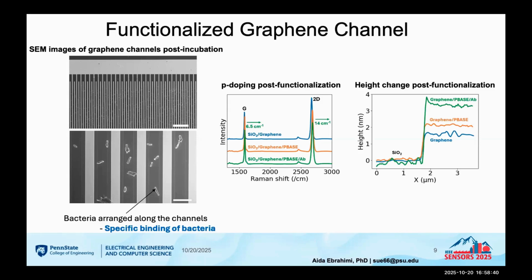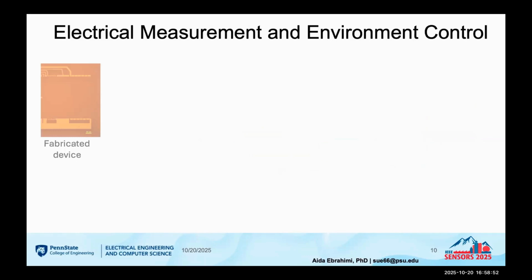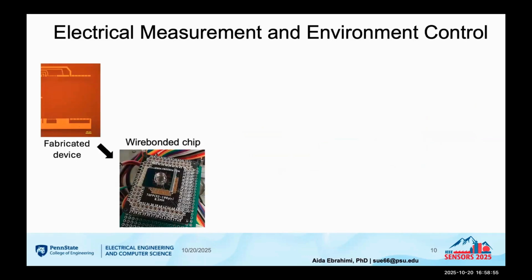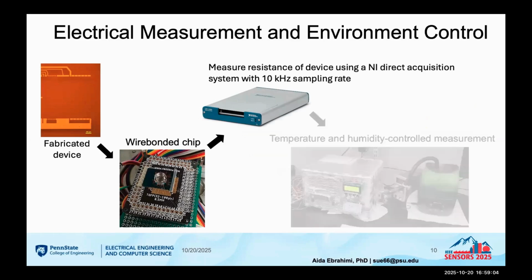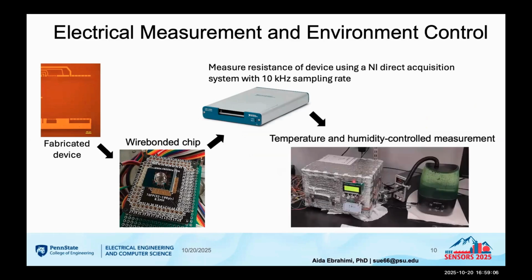From graphene all the way to antibody, the height difference was captured using AFM, and from a molecular perspective, Raman confirmed it. And then we have imaging. Then we have the chips. We wire bonded them on our chip carrier and used the DAC system to monitor the resistance values, and in our temperature and humidity control system, we monitored the bacteria. Basically, we incubated the bacteria, receptor plus donor, and receptor only, and looked at the resistance using the DAC.